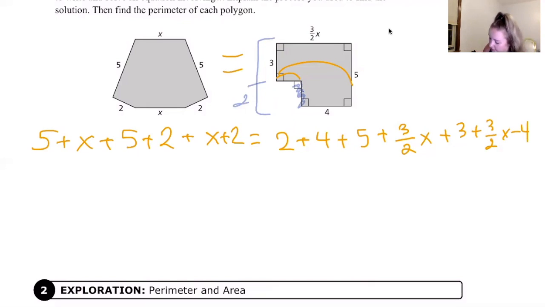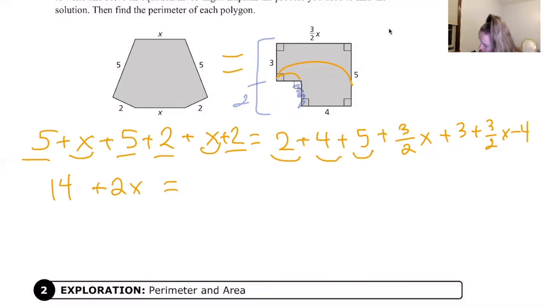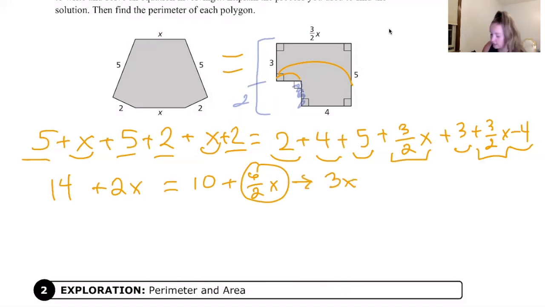Now I go ahead and start adding things together. I'm going to add my like terms. So 5 plus 5 plus 2 plus 2 gives me 14. And then I have x plus x gives me 2x. Now on this side, I have 2 plus 4 plus 5 plus 3 minus 4. And when I do that, I get 10. And then I have 3 halves x plus 3 halves x, which gives me 6 halves x, which gives me 3x. And I'm just going to rewrite it before I start solving.